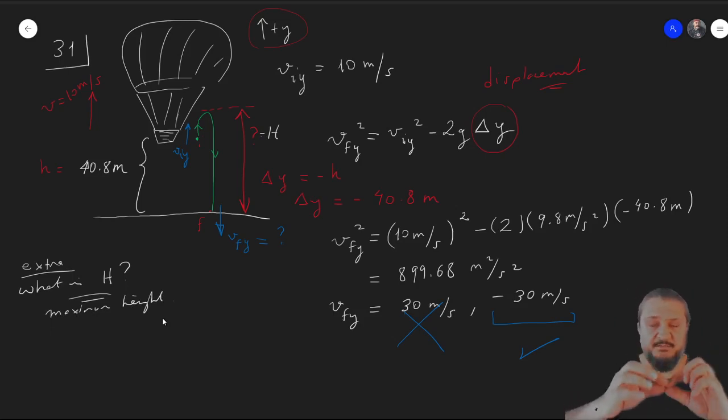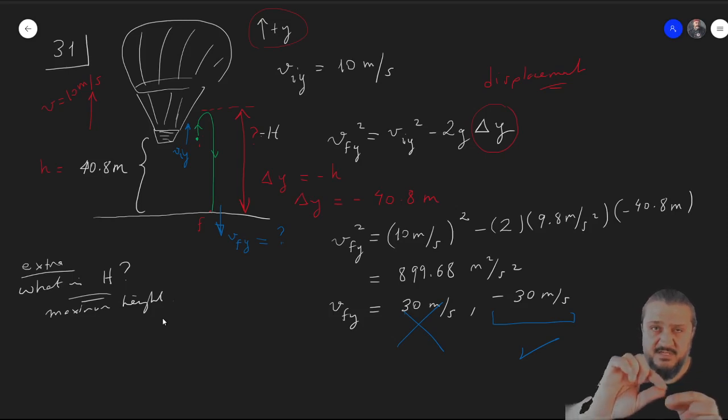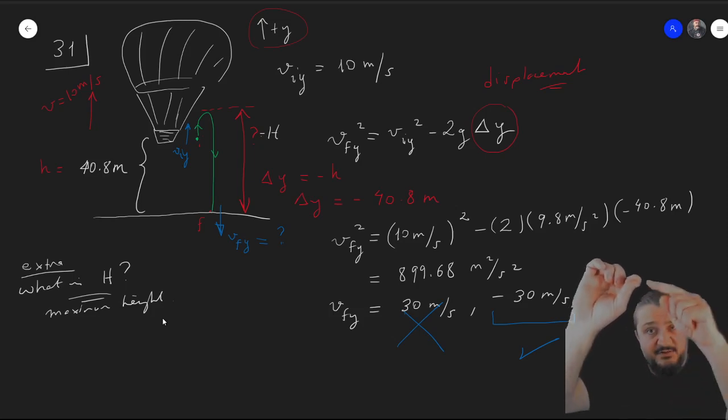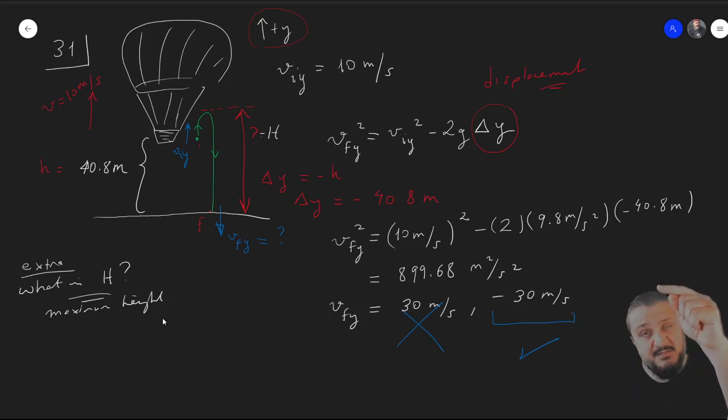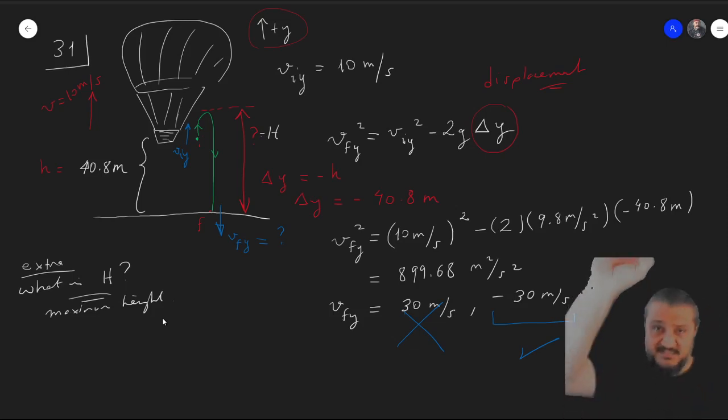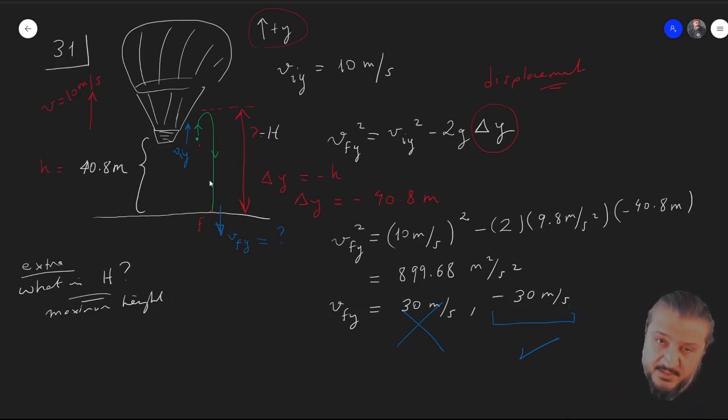So this object leaves your hand with 10 meters per second up, but immediately slows down due to gravity, reaches a maximum height, and then turns around, starts speeding up in the negative y direction. It stops for an instant at the top. Right there, it stops. At the top, v is 0 momentarily.